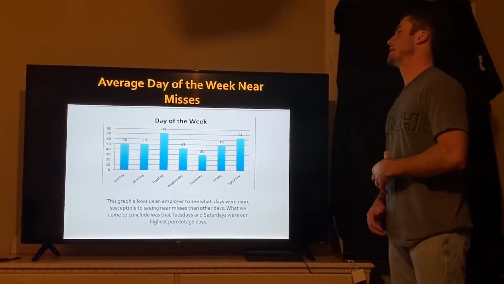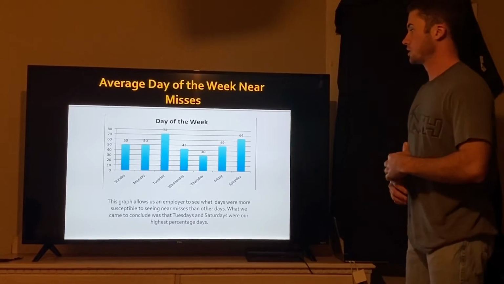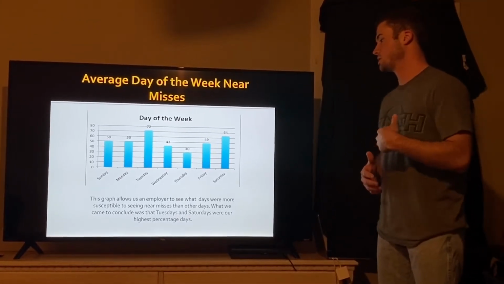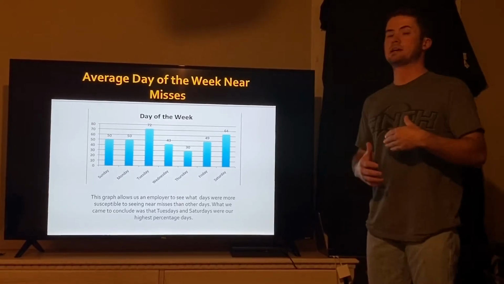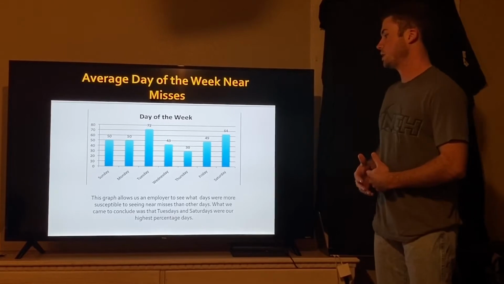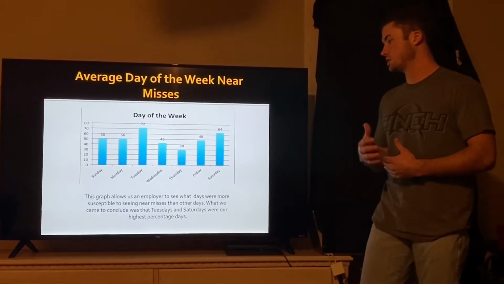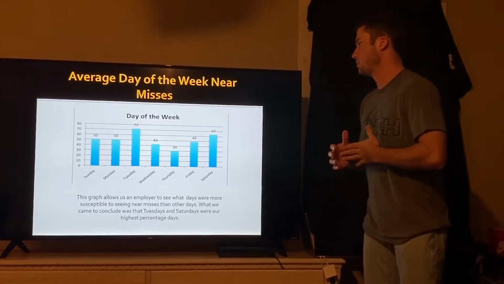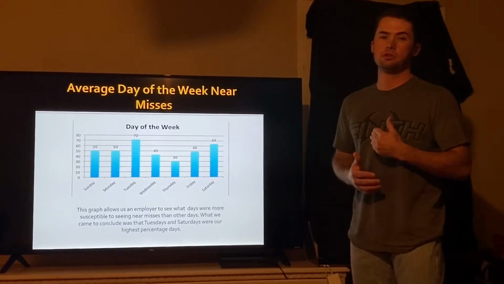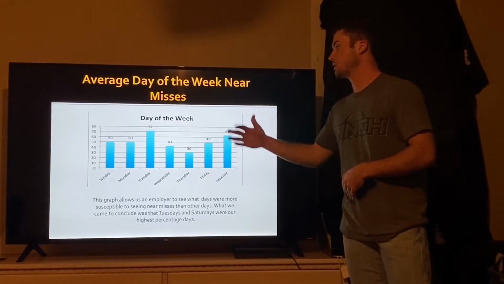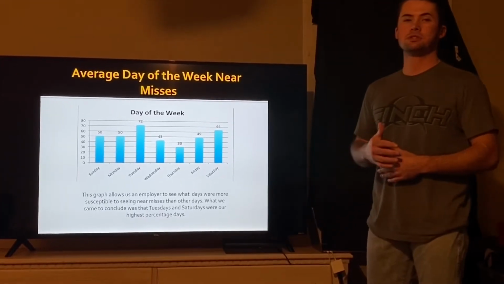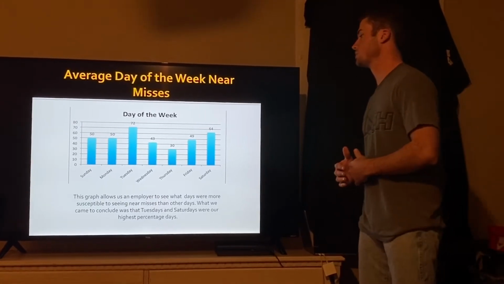This is the average day of the week near misses graph. This graph allows us as an employer to see what days were more susceptible to seeing near miss reports than other days, and what we came to conclude was that Tuesdays from the data had the most on average near miss reports. As we can see here, on Tuesday we had 72 near miss reports for a high, and then our second highest was Saturday at 64 near miss reports.